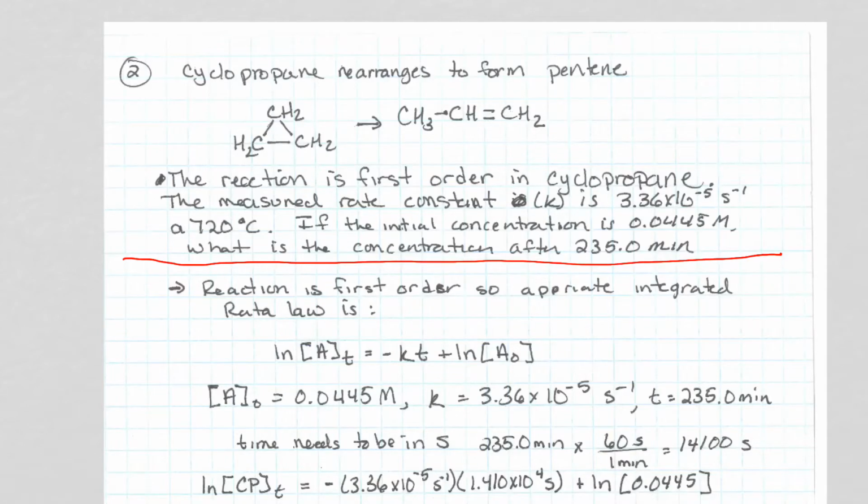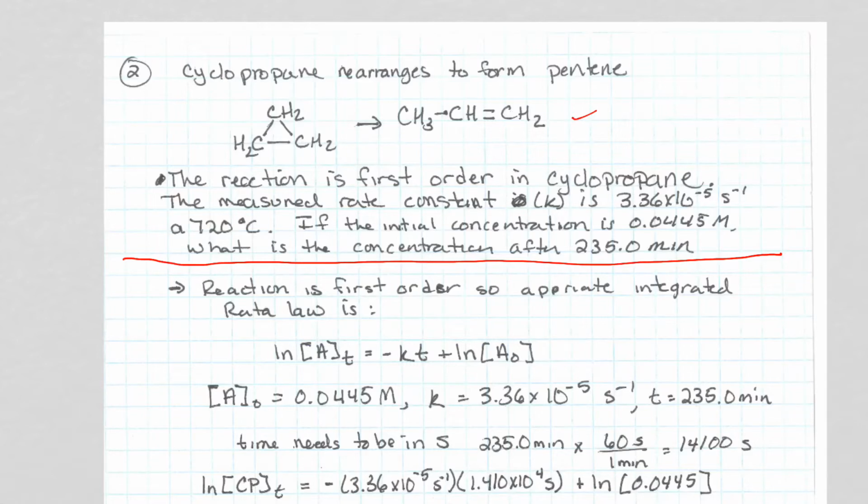So welcome. In this video, I want to do a sample problem working with integrated rate laws. The given problem here is that we have this reaction of cyclopropane rearranging to form pentene. We're told the reaction is first order in cyclopropane. The measured rate constant is 3.36 times 10 to the negative fifth seconds to the minus 1 at 720 degrees Celsius. If the initial concentration is 0.0445 molar, what is the concentration after 235 minutes?